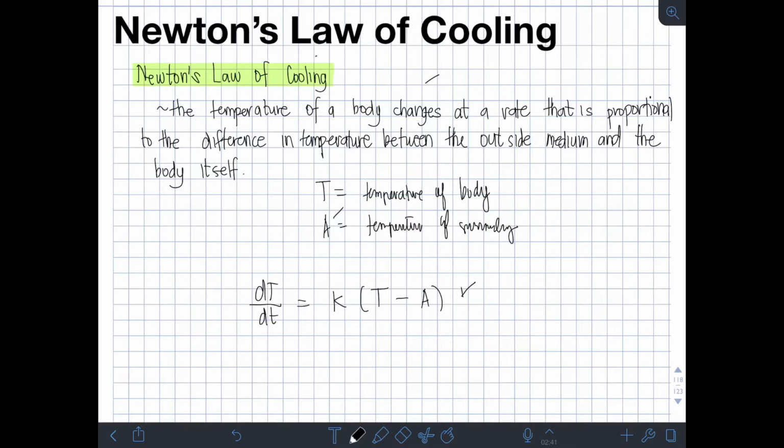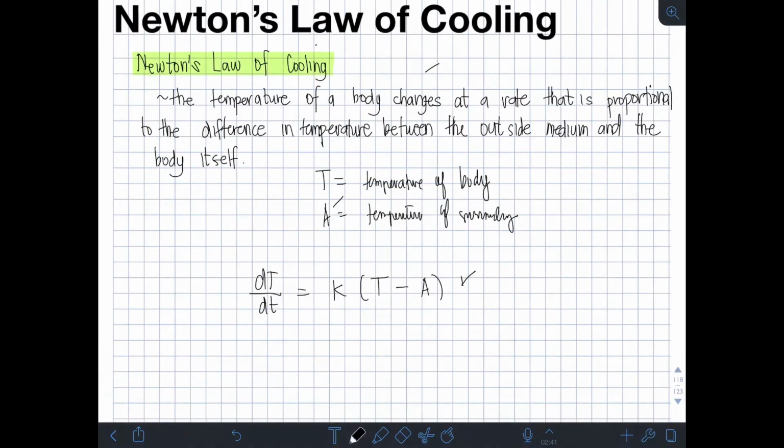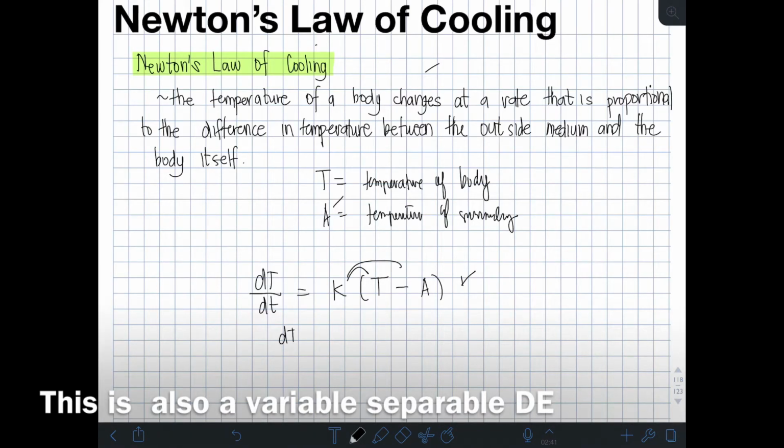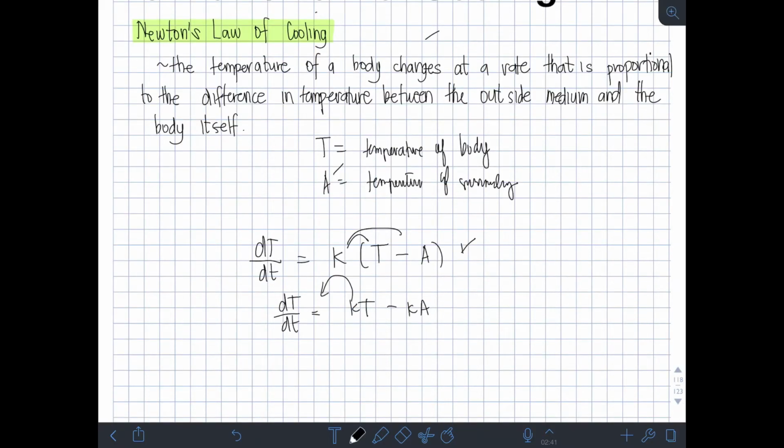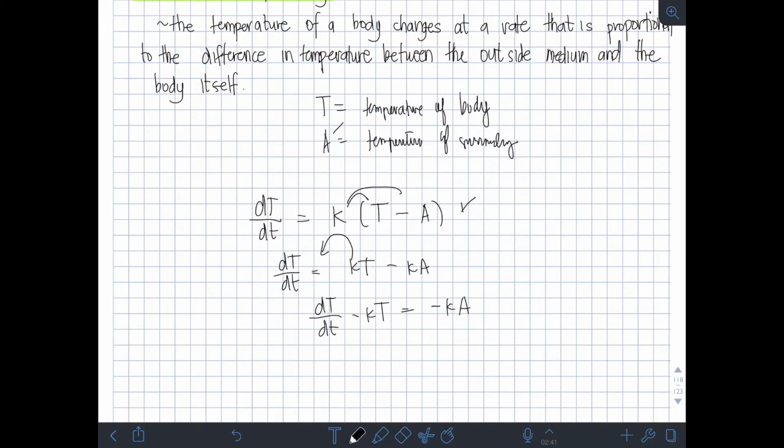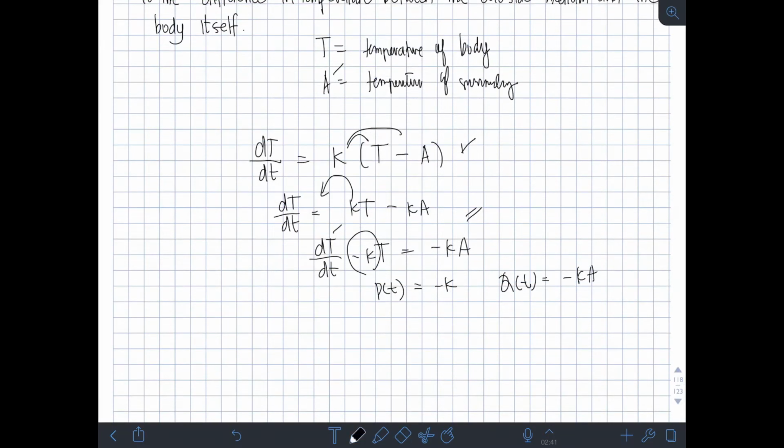Now, pwede natin tong ma-solve using the method of differential equations na we have discussed so far. So, ano kayang type ito? So, try nating i-distribute itong K. So, magiging dT over dt is equal to kT minus kA. So, pwede kong i-transpose itong kT sa kabila, magiging dT over dt minus kT equals negative kA. So, mapapansin nyo, it is a linear differential equation, right? It is linear in T, where yung P of t natin is itong nakamultiply sa dependent variable na T, capital T, so negative k. And then yung Q of t natin is itong expression sa right side, which is negative kA. So, kailangan nating hanapin yung integrating factor.